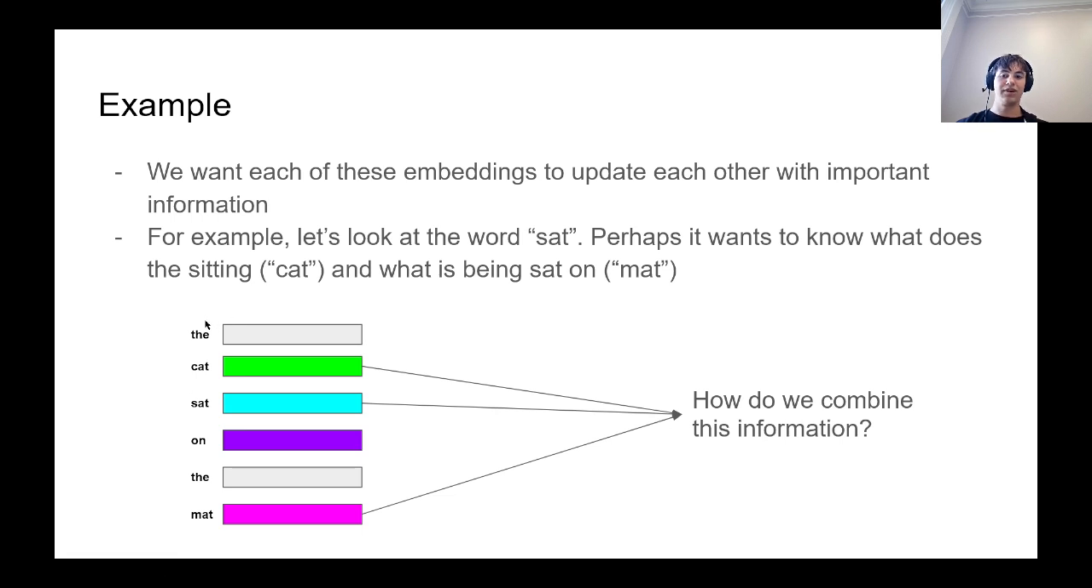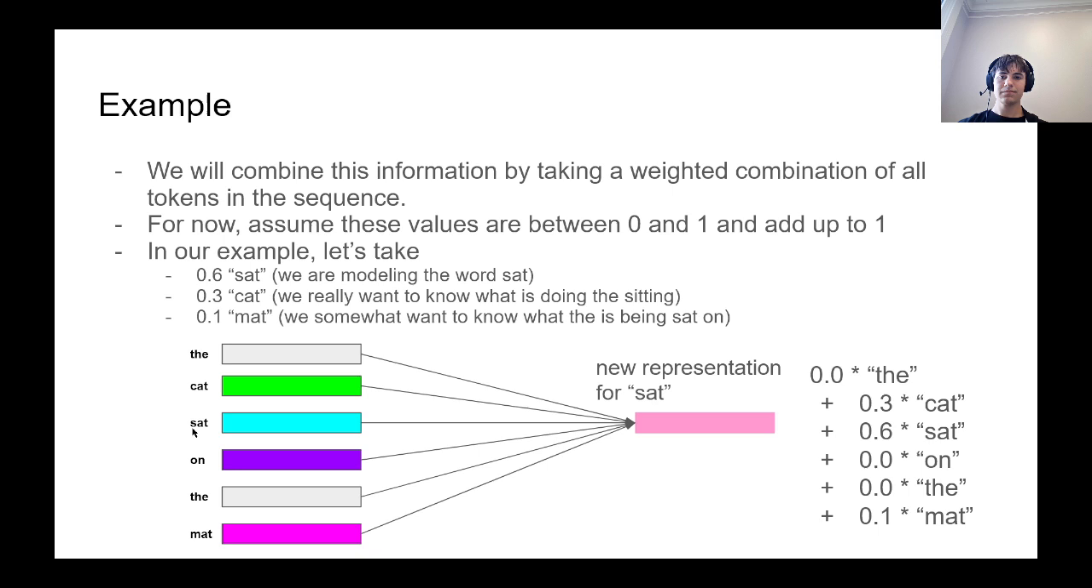I also want to not get information from the word the or the word on because that's kind of useless. Maybe on is useful, but in this example, act like it's not. So an easy way to do that is to take a linear combination. So we're just going to combine all these vectors and take a linear combination of them. Again, we want information from the word cat, we want information from the word mat, and we don't want information from the word the, on, or the.